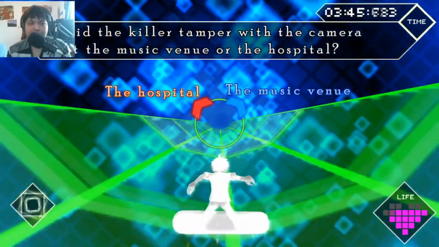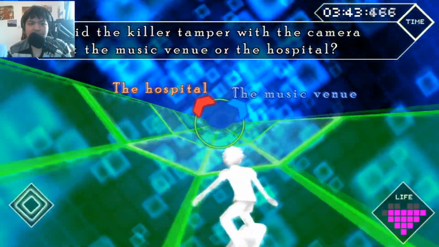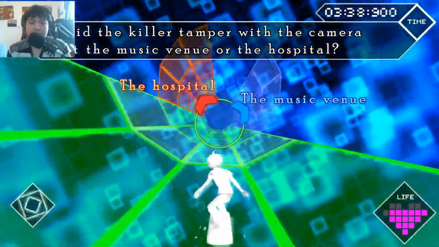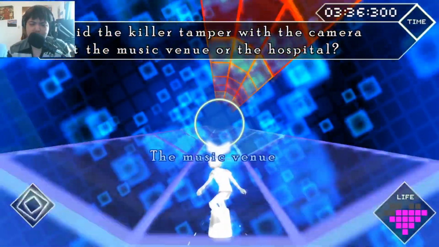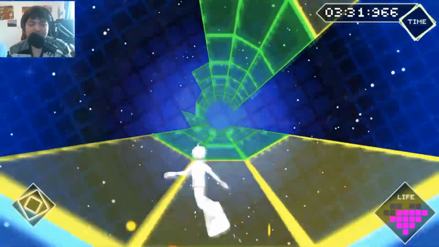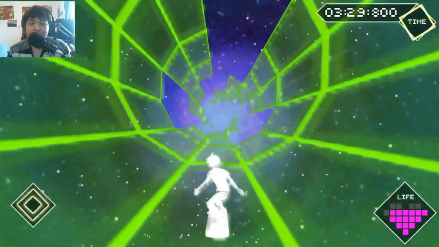Question 2. Did the killer tamper with the camera at the music venue or the hospital? The hospital, it's still okay there. I guess the only thing left is the music venue. So, it took it from the music venue for itself? If that's the case, then that might be explained.